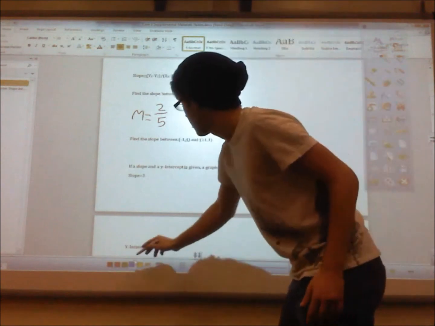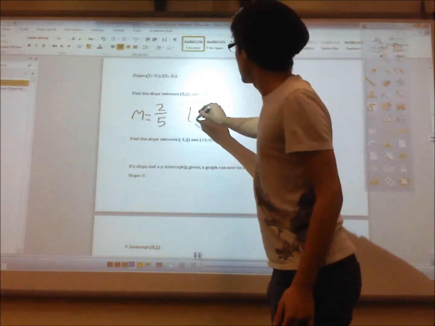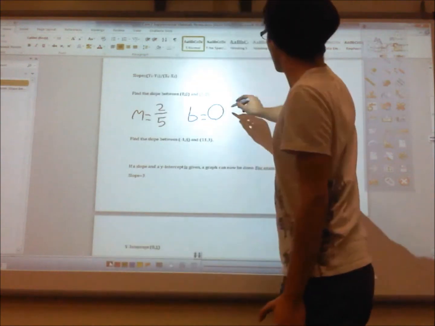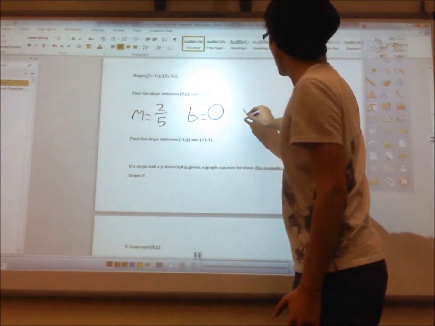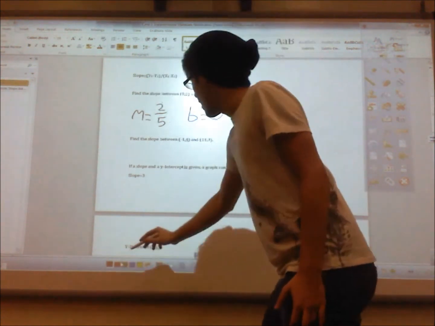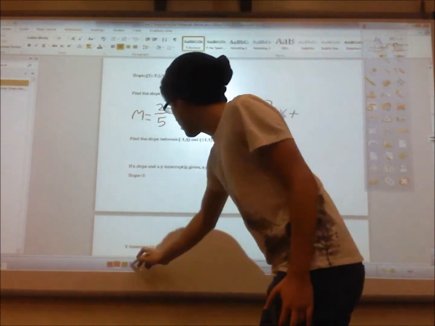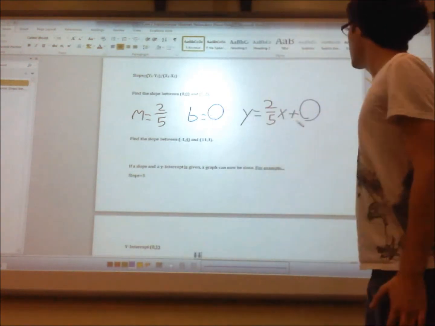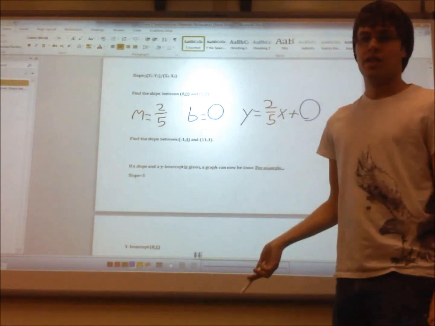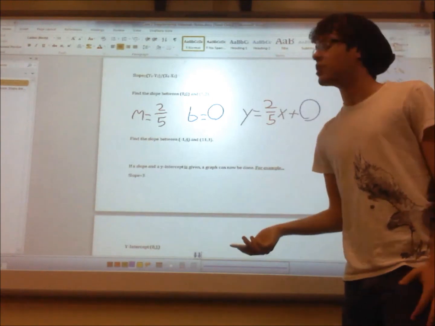So let's find b. What's b? Well, b is 0 when x equals 0. So b is just 0. So we'll write in black the actual equation of the line in this form. y equals blank x plus blank. y equals 2/5 x plus 0. Different colors may make it easier for different children to learn different ways. If they know that slope's supposed to be in one color, they're not going to mix it up with y-intercept.